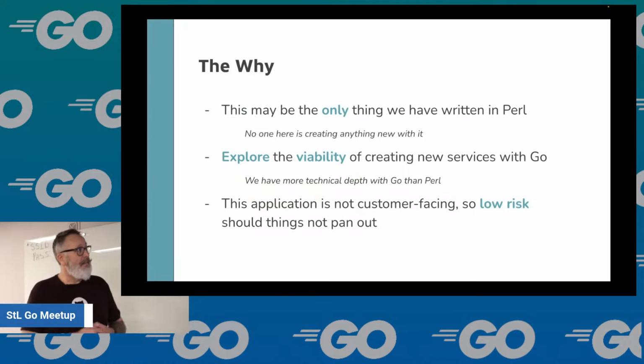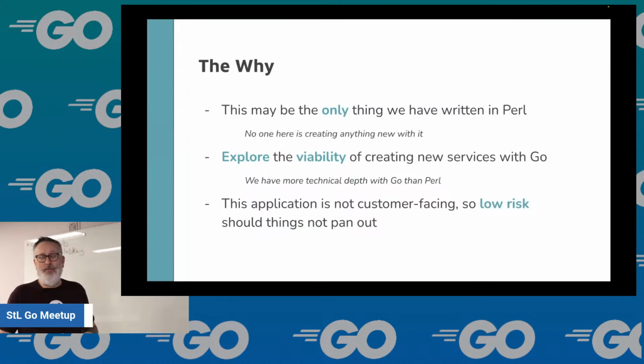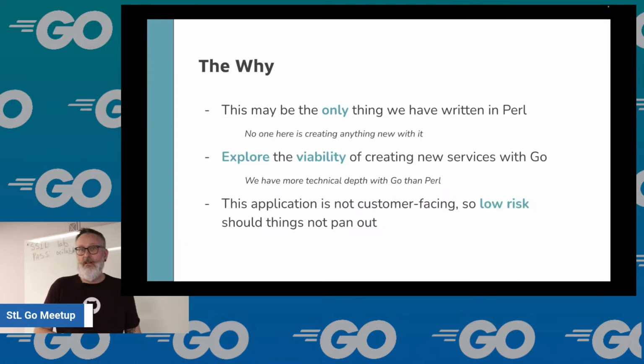And the why is, again, nobody's writing Perl at NISC. This is probably the only thing that's available in Perl. I was kind of shocked when I saw that it was Perl. I was expecting PHP. And then I wanted to explore the viability of us expanding on the Go development at NISC. We've got 300 developers-ish, and quite a few that are interested in Go, at least. They're not attending these meetups, though.